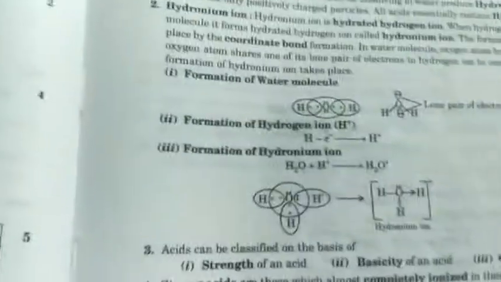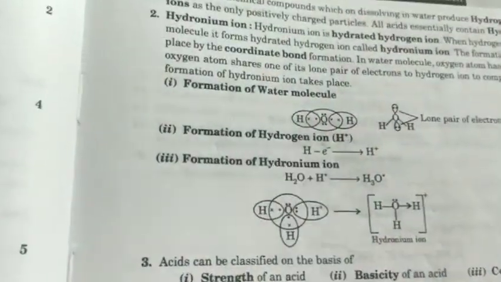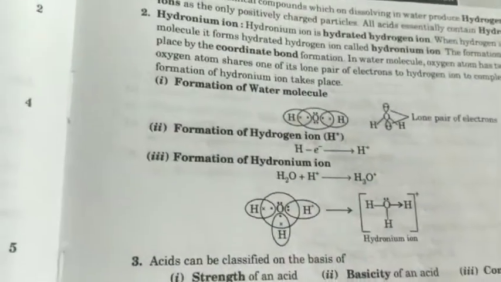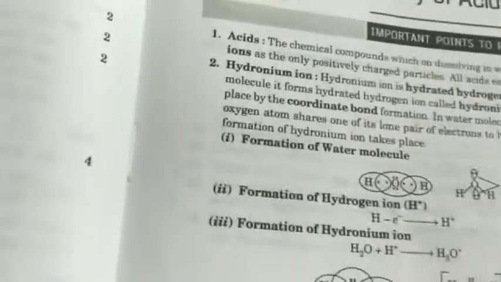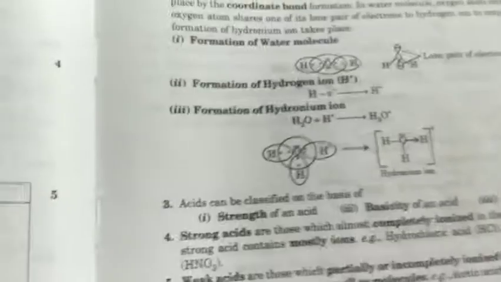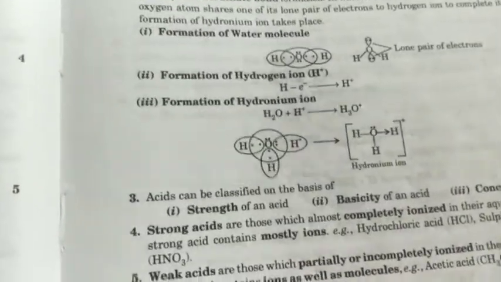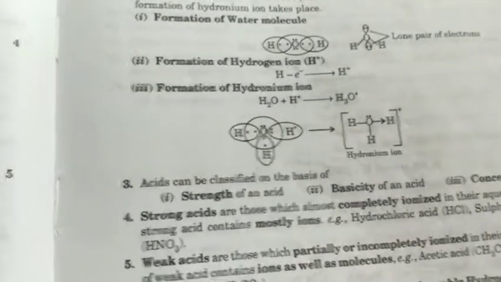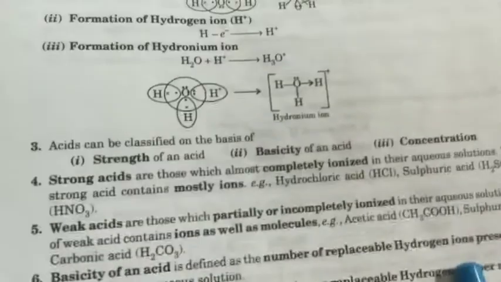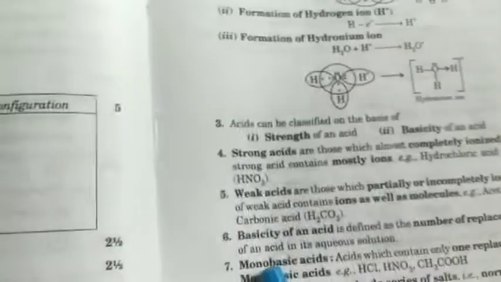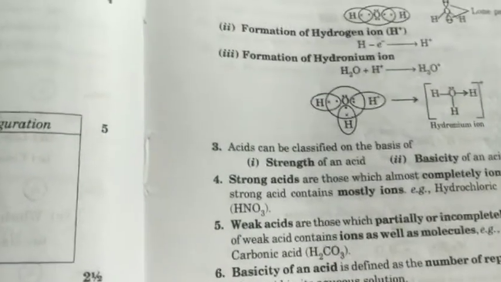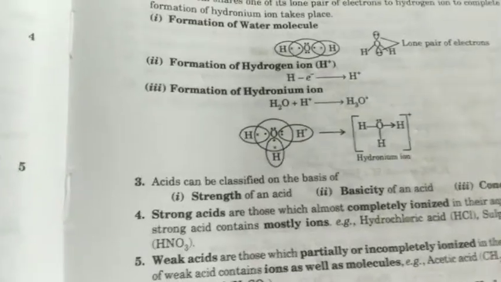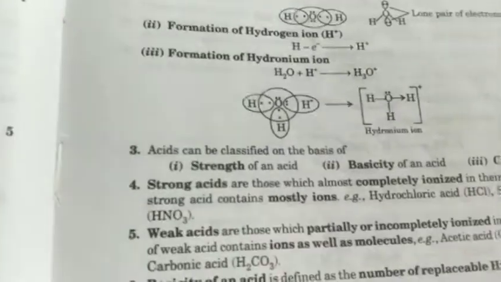Now, what is the basicity of an acid? For basicity of an acid, according to the definition, basicity of an acid is defined as the number of replaceable hydrogen ions present per molecule of an acid in its aqueous solution. For clearing your concept, I am giving you an acid.